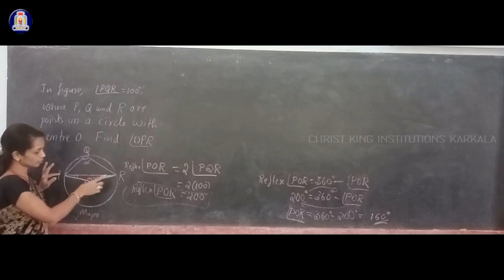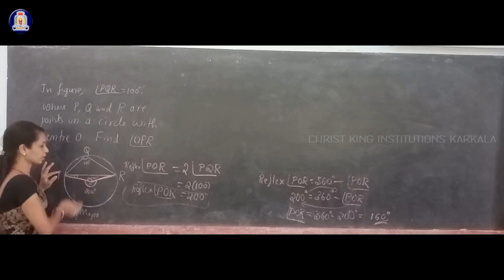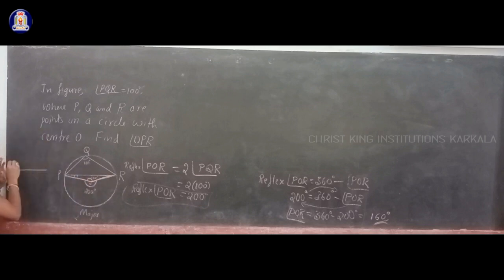Okay, so these two are equal in length. For a given circle, radii are equal. So OR is equal to OP. Now you have a triangle like this, PR, and like this you have triangle. OP and OR, they are equal. Why? Because they are radii of the circle.